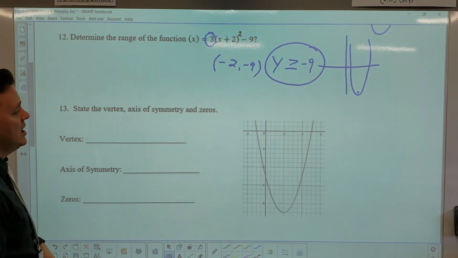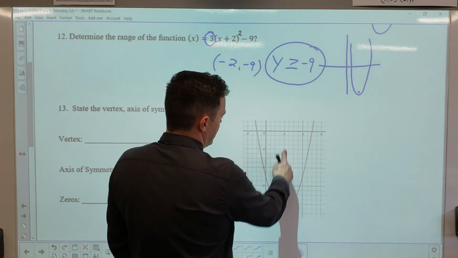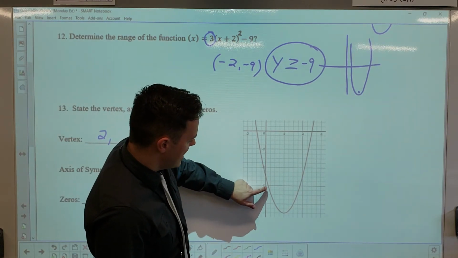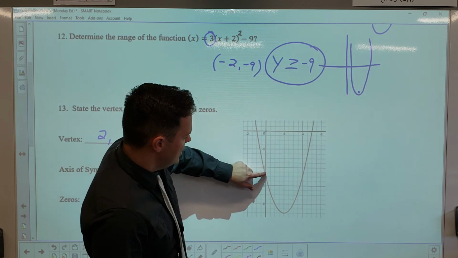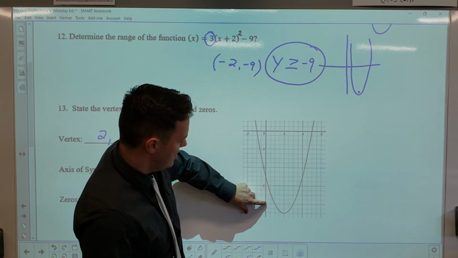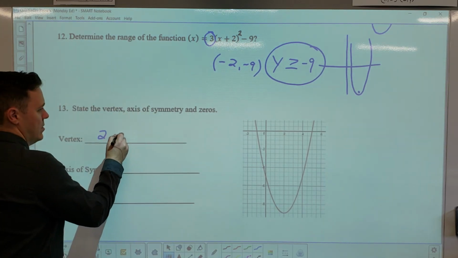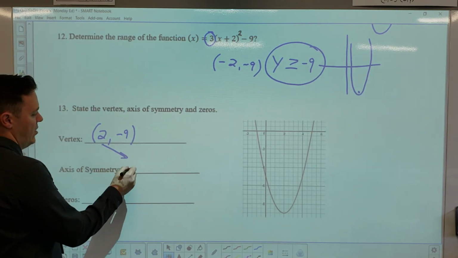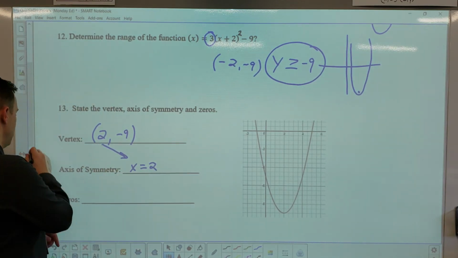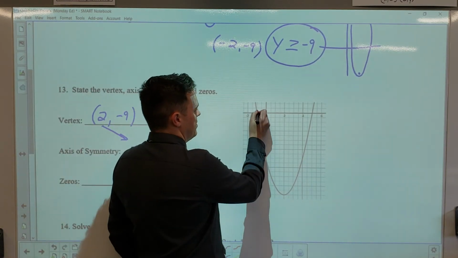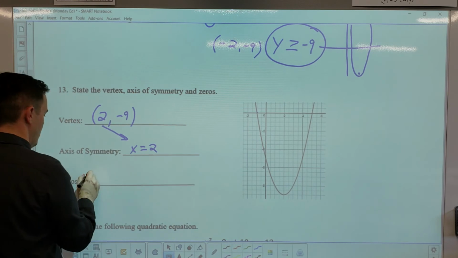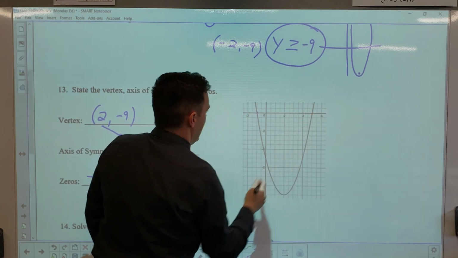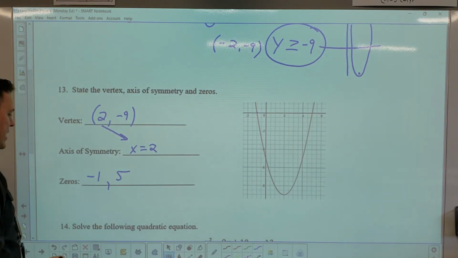13, state the vertex of this graph, axis of symmetry. So this vertex is going to be 2, and then if I look, it's 6. Now it's every 2, so 4, 6, 8. So this would be 5, 6, 7, 8, 9. There's my vertex. Axis of symmetry is always the x value. x equals 2. My zeros on this are the same as what would be written. So it'd be negative 1. So it's 1, 2, so every other one. And the other one would be 5. So there are my zeros.